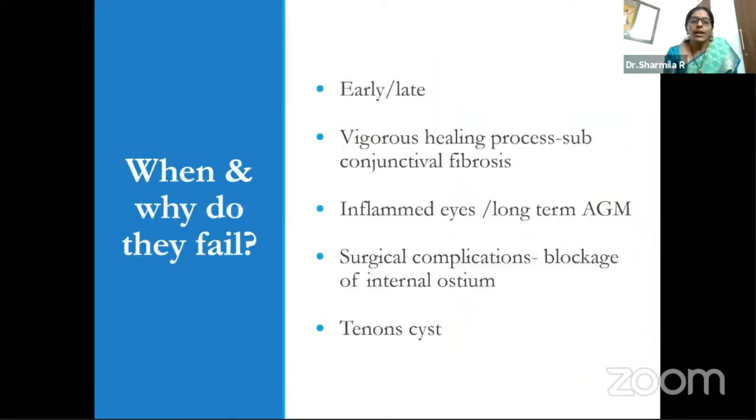So when and why do blebs fail? They can fail either early or late. It's basically because of a vigorous healing response of the host. Most importantly, it is subconjunctival fibrosis. There are several reasons for failure. It could be because of long-term use of anti-glaucoma medications itself or pre-existing inflamed eyes. Surgical complications like blockage of the ostium could also be reasons for failure, and late complications like tenon cyst or extensive fibrosis are other reasons for failure.